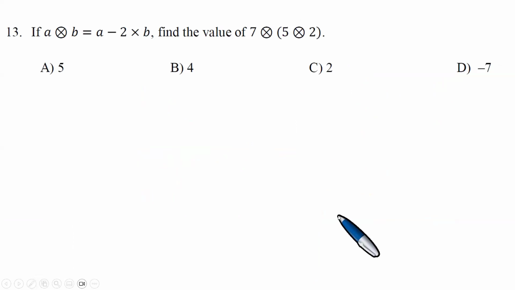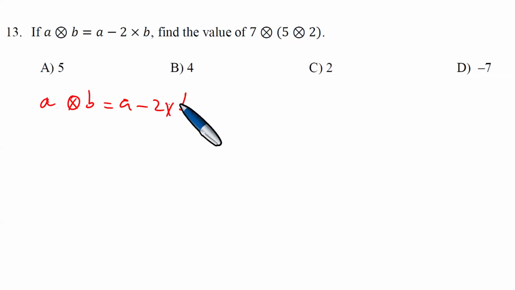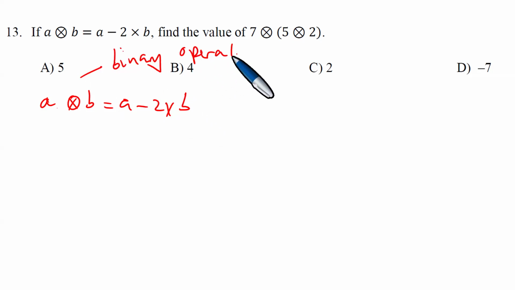Okay, I'm going to give you this one. Number 13. What do we do? Okay, because this one says A cross B is A minus 2 times B. Okay, this one is called a binary operation.